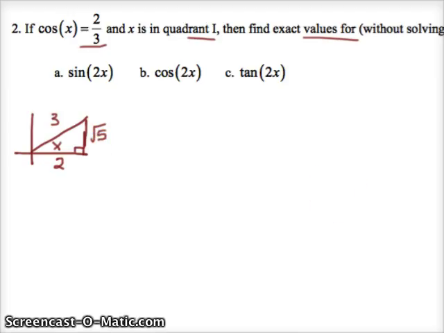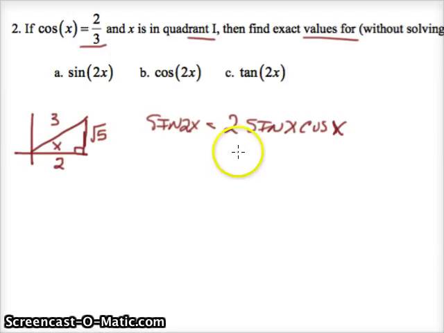Now, it's saying find all the following. Let's do the first one. Sine of 2x. This is actually a double angle identity. And how does it go? 2 sine x cosine x. Okay, now could I do that? Yeah. I know the sine of x. The sine of x is radical 5/3. Cosine x, they just gave it to me, it was 2/3. Don't forget you got a 2 out here in the front. So the sine of 2x is equal to 4 radical 5/9.